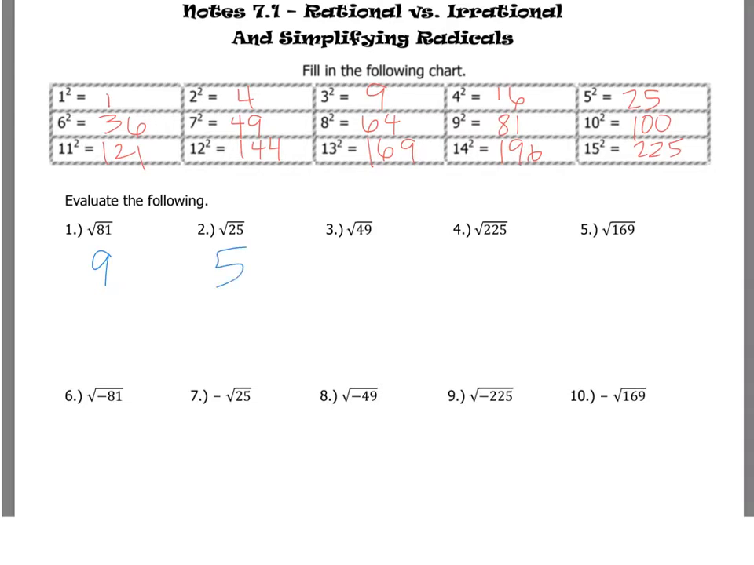Number 2, what times itself equals 25? 5. Number 3, what times itself equals 49? 7. Number 4, what times itself equals 225? 15. And number 5, what times itself equals 169? 13. This bottom row, you will notice, all has negatives, but the negatives are in different places.